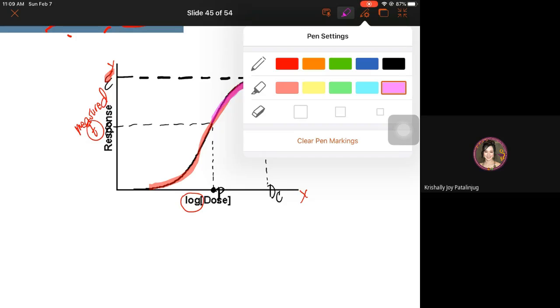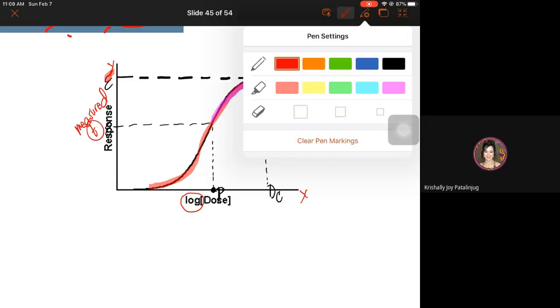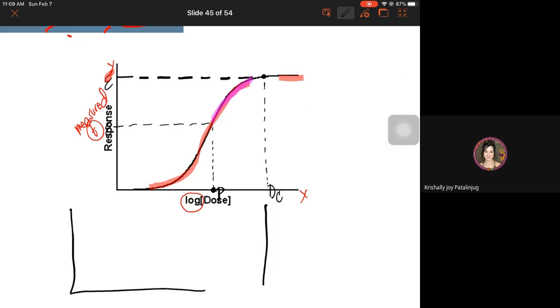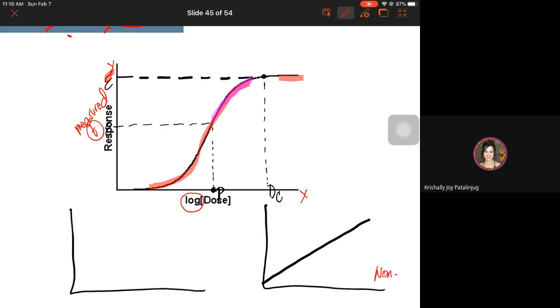Okay, that would be the slope. And I already mentioned last meeting that the slope only describes the degree of change, the extent of change in the response or in the effect of the drug. If there is a slight change in the dose, it actually matters whether the slope that resulted in a systematic graph is a steep one or a non-steep one. So let's have, for example, this non-steep or not steep slope versus a steep one.